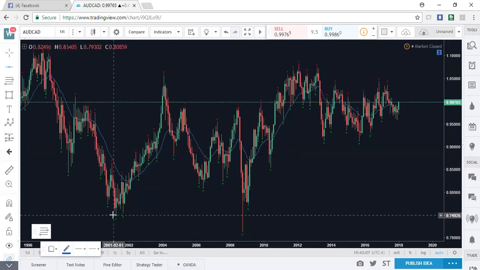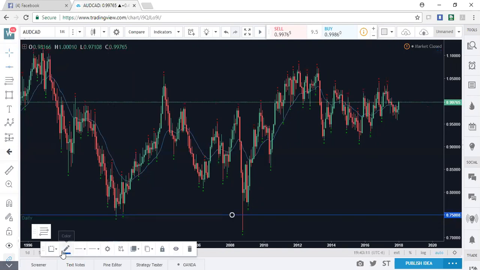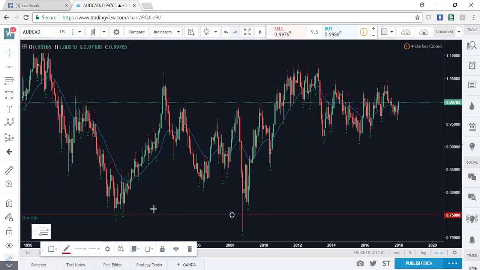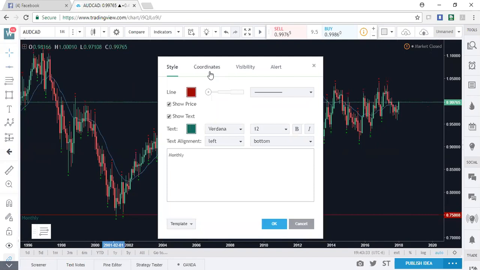So from this low, I'm going to put my horizontal line. And this is a monthly key level. Now the thing with this key level is I want to try to have it at a nice clean number. Okay. So notice though, right now I just clicked it on there and it's set at 75 cents 008. So I'm going to put it at 75 even.